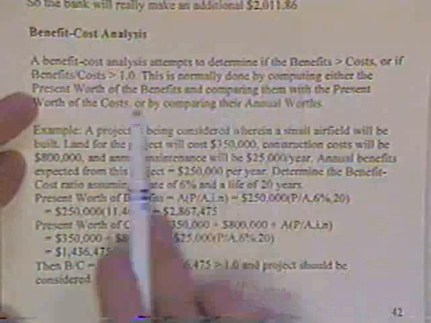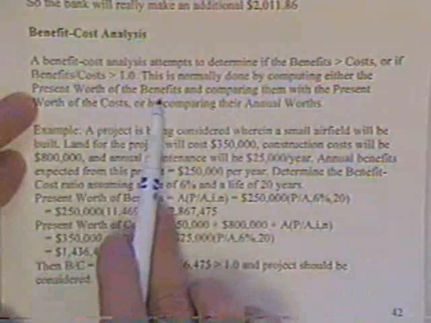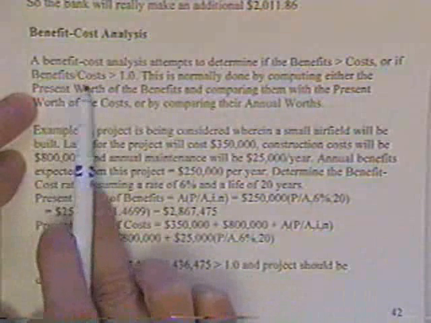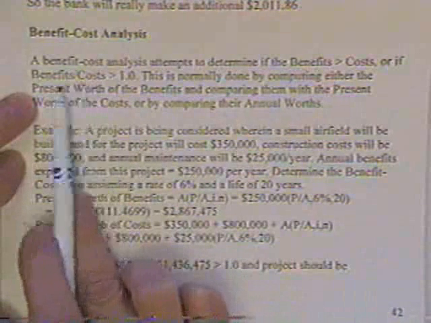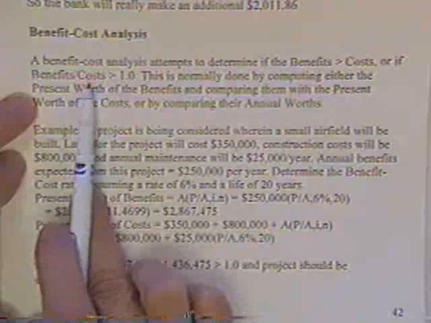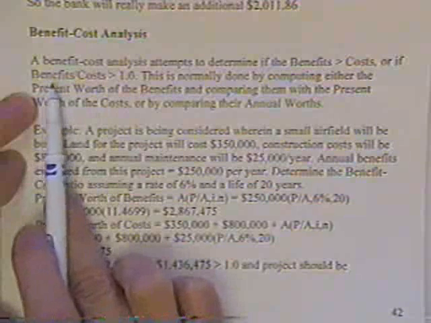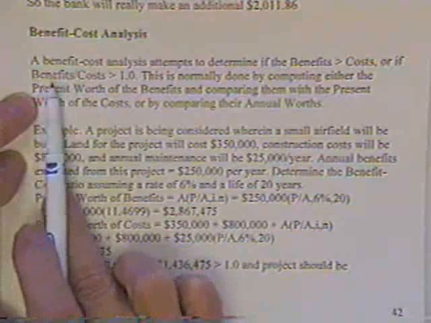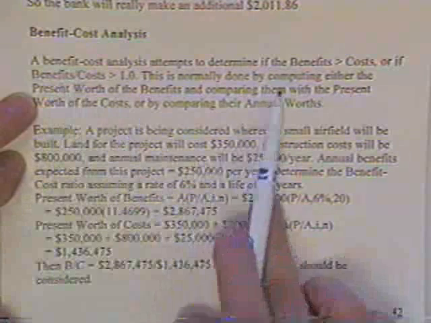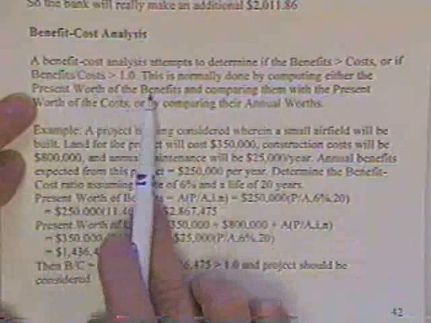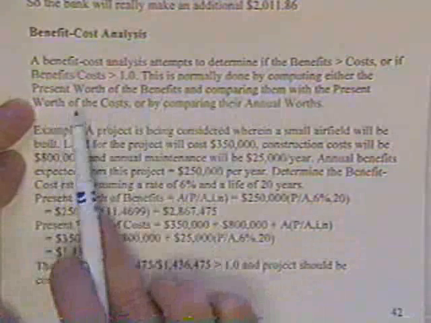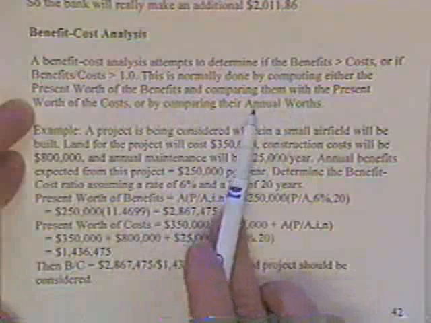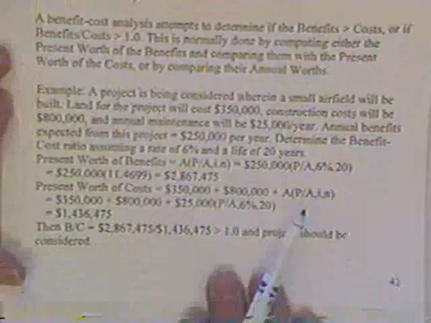You can do that by computing the present worth of the benefits. Sometimes it's hard to compare benefits with costs because they appear at different times in the life of the project. Probably costs appear up front. Probably benefits occur way down the road, many times way down the road. So you either calculate the present worth of the benefits and compare them with the present worth of the costs, or you compare the annual worth of the benefits with the annual worth of the costs.